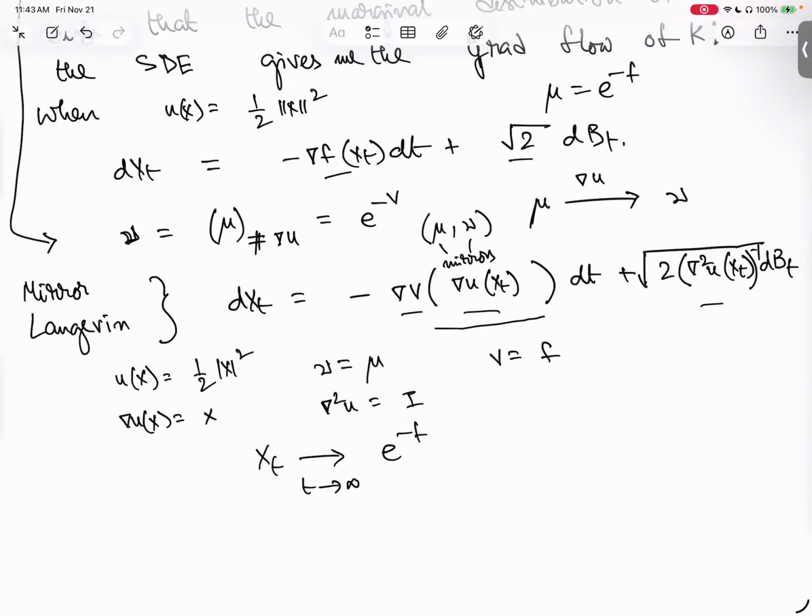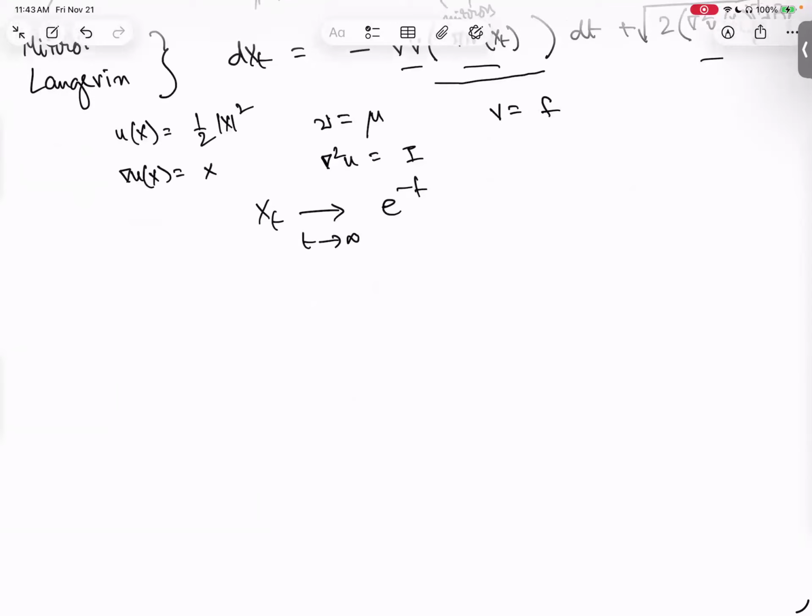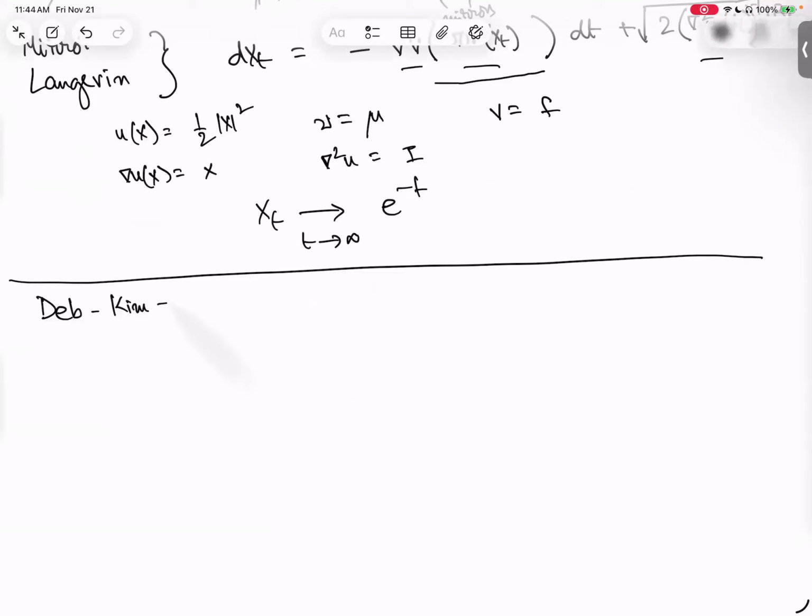Now, to get to Sinkhorn, let's ask the following question. Let's go back to Sinkhorn. This idea is taken from a paper of Dave, Kim, myself, and Jeff Schiebinger, where we analyze what happens to the Sinkhorn algorithm as the temperature parameter goes to 0. And we show how this is related to the mirror geometry that I have described so far.